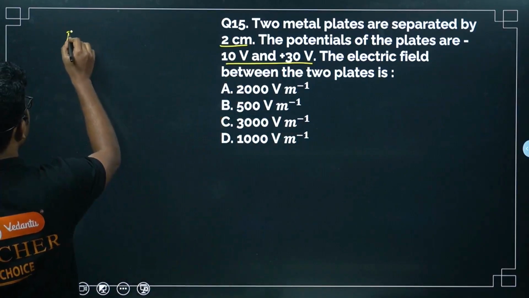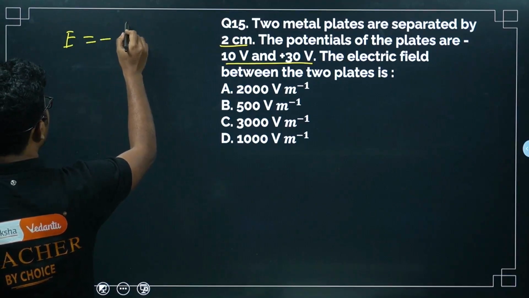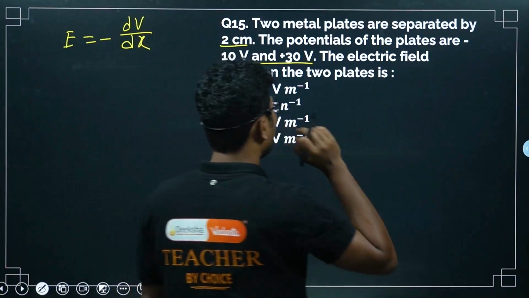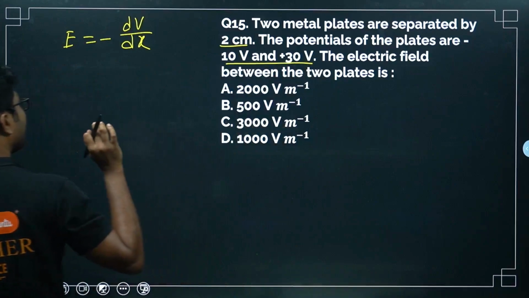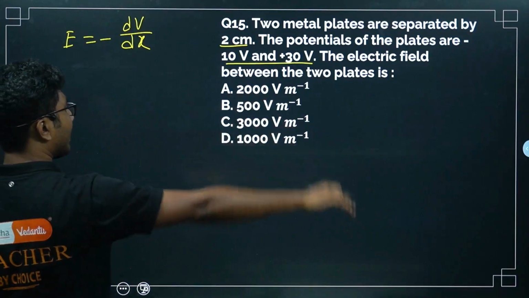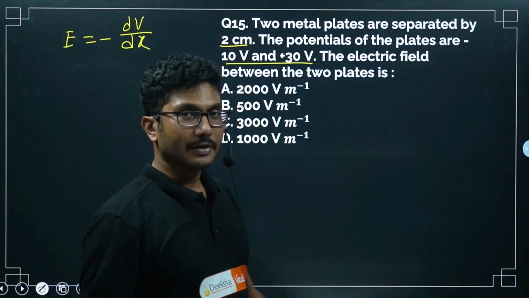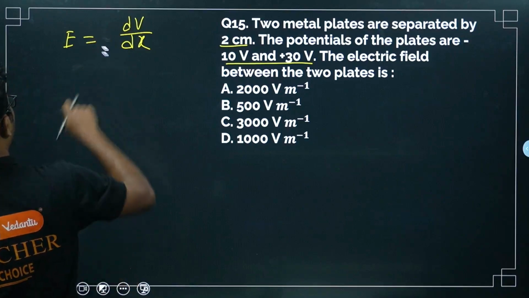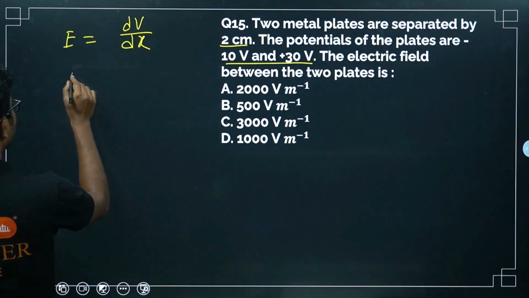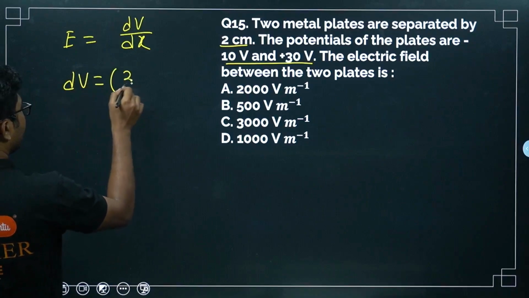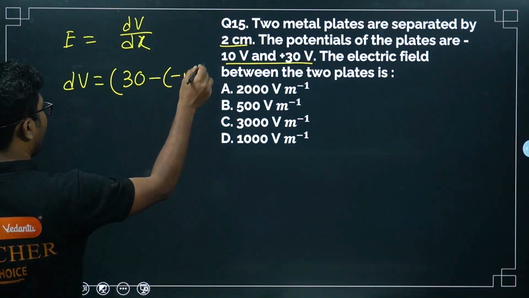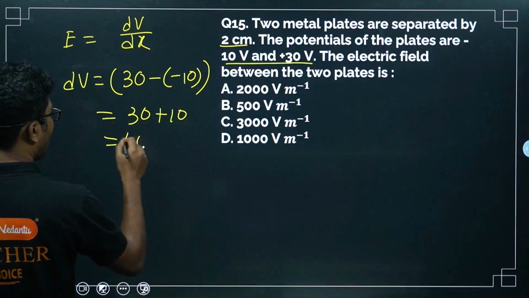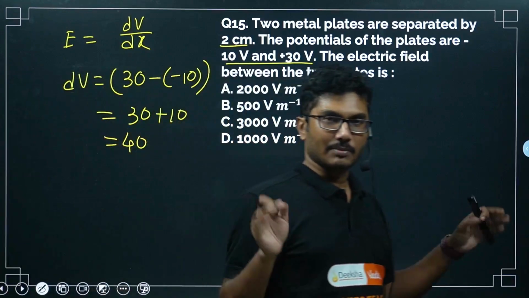We know that electric field is minus dV by dx. Here they have asked you to find the magnitude, they are not interested in finding the sign. They have asked you to find the electric field between the plates, so we don't need to use this sign in this problem. So what we will do, we will find dV. What is dV? 30 minus minus 10, that is 30 plus 10, that is 40 volt. Or you can do minus 10 minus 30, minus 40, both are okay.